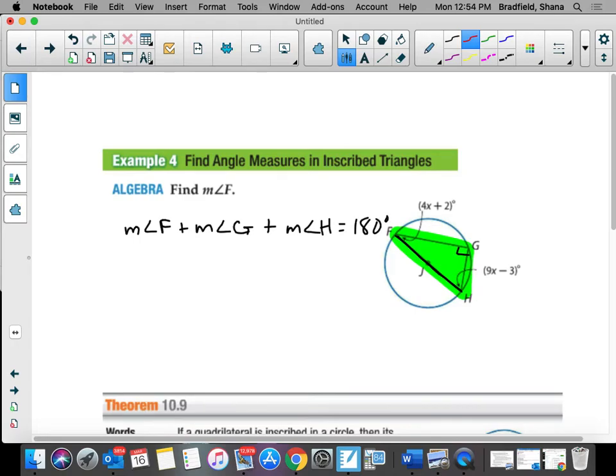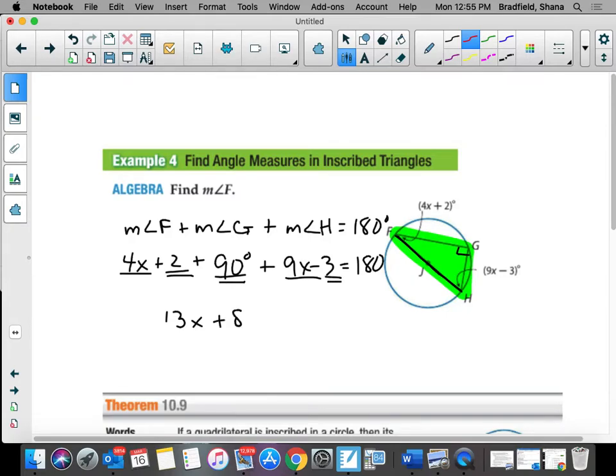So we're going to use that idea here to solve for x and then ultimately solve for the measure of angle F. So F is represented by 4x plus 2. The measure of angle G, we already know is 90 degrees since it's a right angle. And H is 9x minus 3, and that equals 180. So we have to combine our like terms. We have 4x and 9x is 13x. And then our constant terms are our numbers without variables. We have 2 and 90, so 92 minus 3 is 89 equals 180.